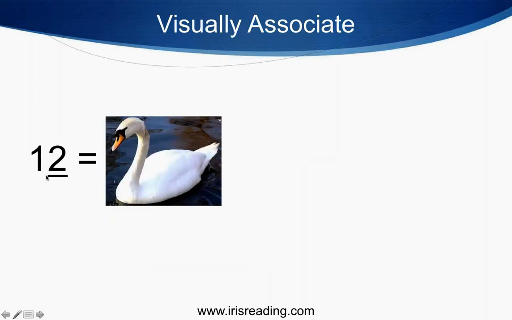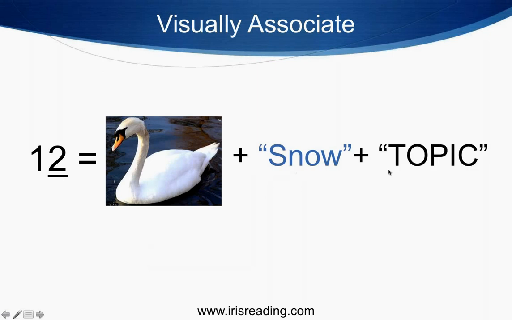So if you had number 11, you would have to remember, okay, we have to visually associate a pencil, something snow related, and something topic related, whatever that topic is. And if we had 12, we would do the same thing. Swan, because the 12 has a 2 in it. Snow again. Why are we using snow? Remember our rule, our theme for 11 through 20 is snow. So again, we're using swan, snow, and whatever this topic is.